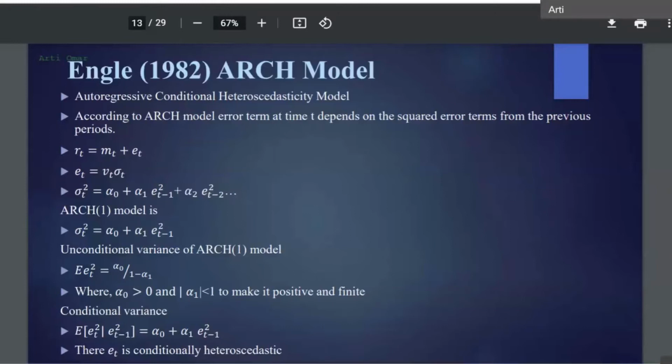In the mean equation, we have a mean plus the error term, where mu is the constant. And then you have the third equation, which here is written as the variance equation.